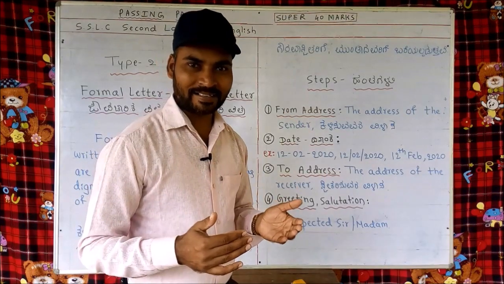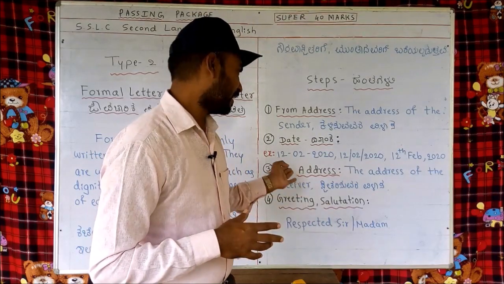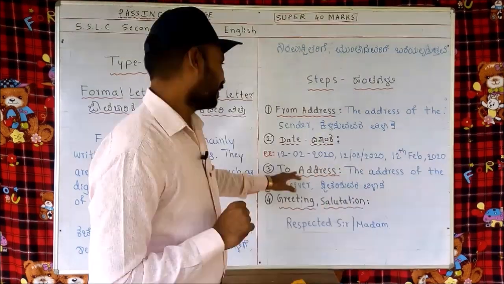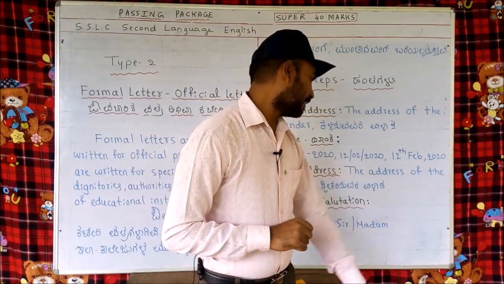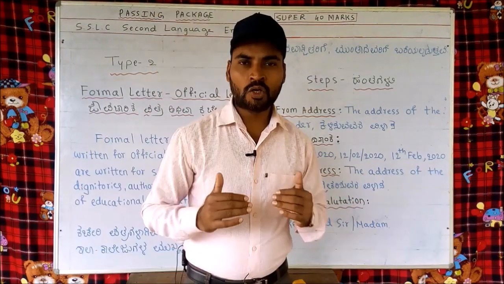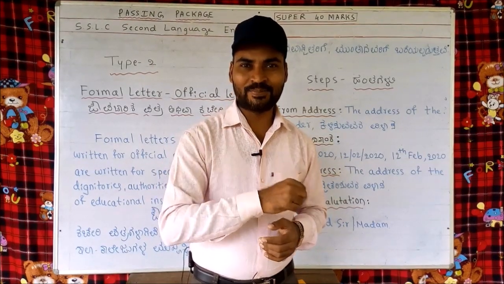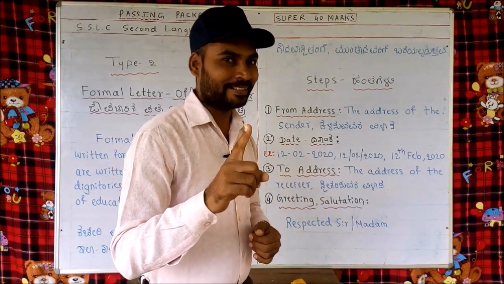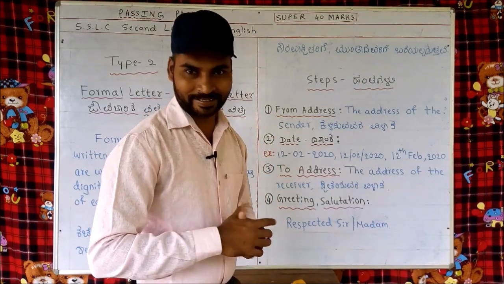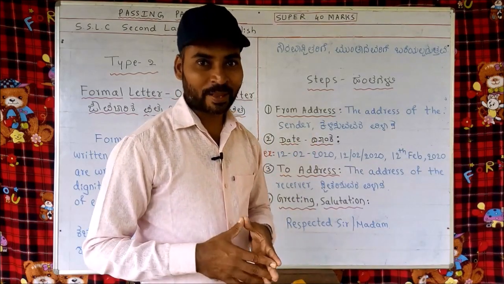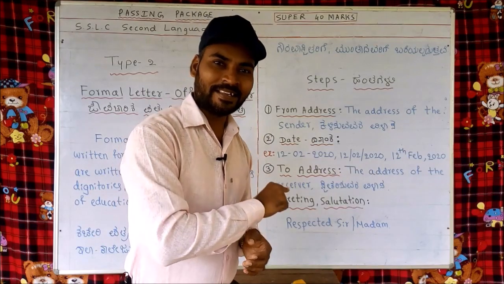There were some patterns we discussed in the previous episode. The same patterns I have mentioned here also. Soon after writing date we come to the to address. To address means the address of the receiver. To whom you are writing the letter, that person's address you should mention here. See here, in the informal letter we wrote the to address at the end of the letter. That was the 6th step. But here in formal letters, the to address is at the 3rd step.